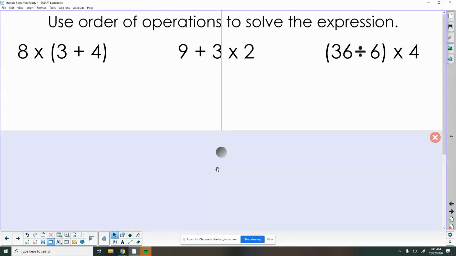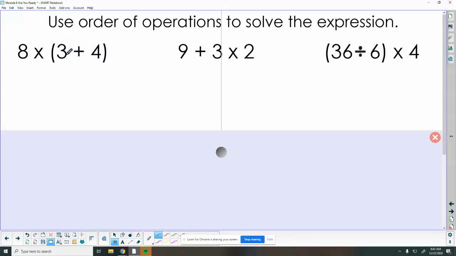Okay, so now we're going to actually solve these expressions. We're going to use that GEMS strategy. So we always want to use our grouping symbols first, then any multiplicative operations, so our multiply and divide, then our subtraction, so subtract and add here. So go ahead and write down 8 times, parentheses, 3 plus 4, close parentheses. So let's do this one together, and then I'll have you try some on your own here.